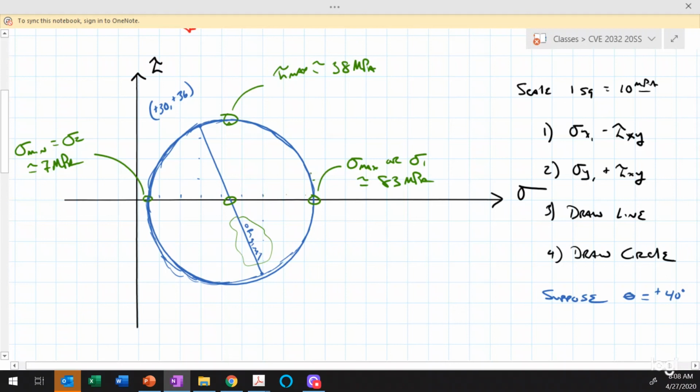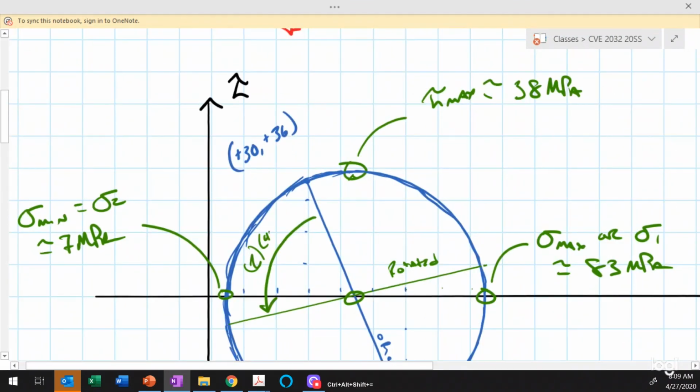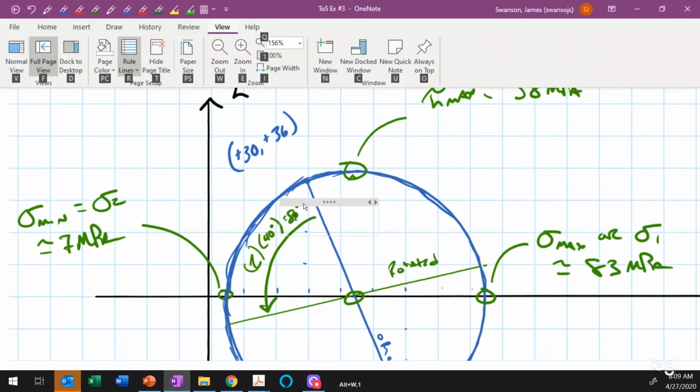So if I sketch my line in like this, then that line is the rotated one, and this angle, let me get rid of that balloon, this angle right here represents 2 times 40 degrees equals 80 degrees.